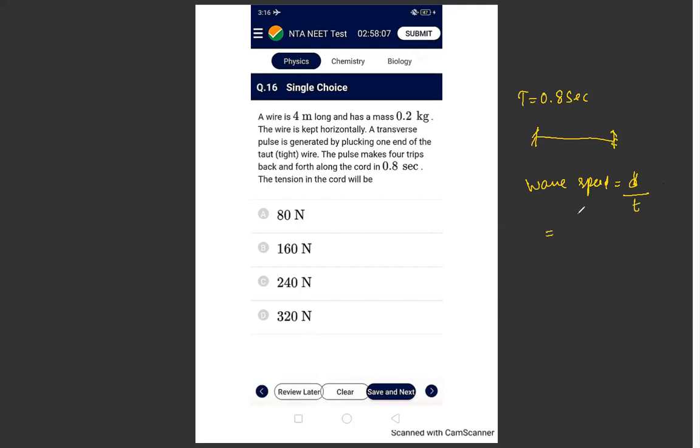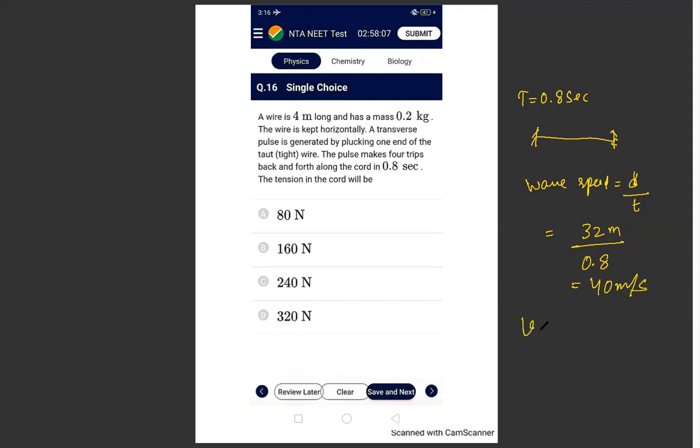4 trips means 4 plus 4 is 8, plus 8, into 4, that is 32 meter. That is 32 meter, right? Divided by the time period, which is given as 0.8. So it is coming as 40 meter per second, right?